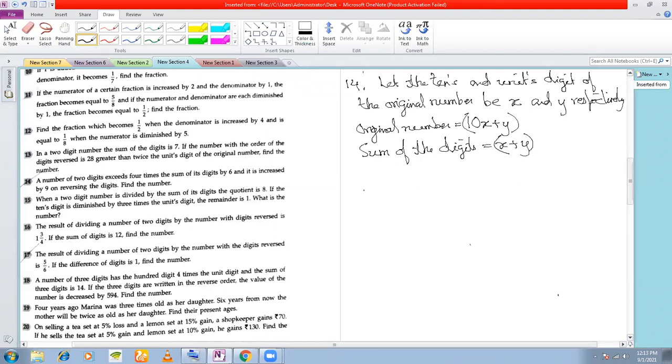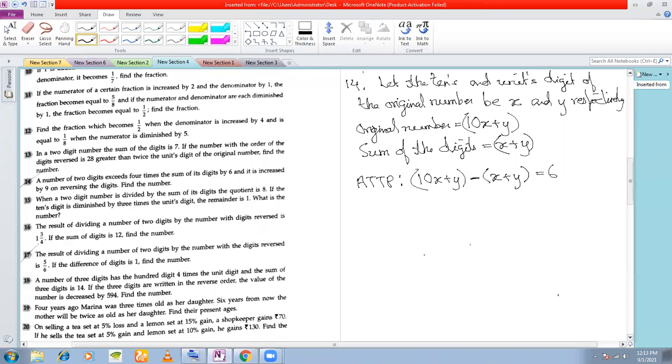Now read the problem. It says a number of 2 digits exceeds, is more than, 4 times the sum of the digits. So this number of 2 digits is more than the sum of the digits by how much? By 6. Is it clear to everyone? Is this part clear to everyone? Yes, sir. Excuse me, sir.